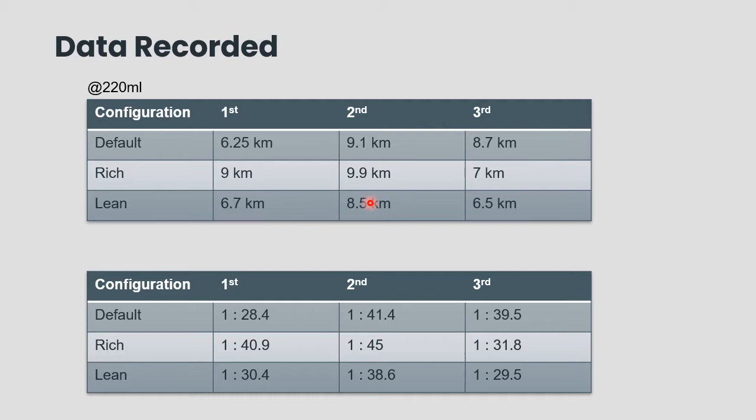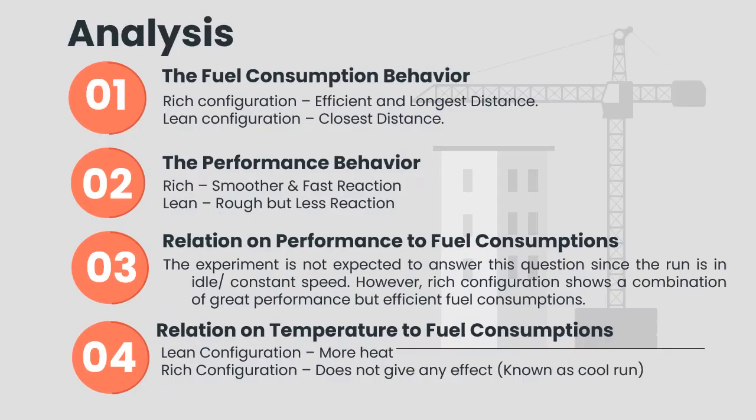Other than that, the data arrangement is also different between each other. For example, the third run of lean, this one, was taken after the third run of rich, this one. However, the first and second were conducted on the same day, focused on a single configuration. This arrangement may also have an effect on the experiment data. Alright, let us go to the analysis.